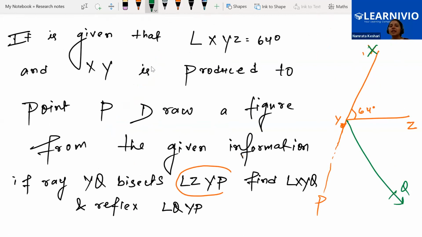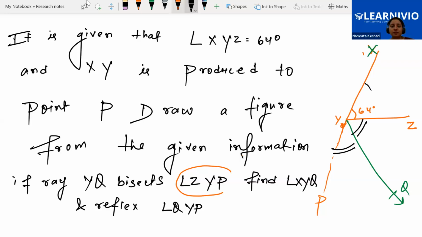If ray YQ bisects ZYP, ray YQ is bisecting the angle ZYP. You all understand angle ZYP is this angle, right? Yes. So ray YQ is bisecting that angle. That means this and this are the same. That is the meaning of bisecting. The angle is getting divided into two equal parts. Then find angle XYQ. This complete angle we have to find.